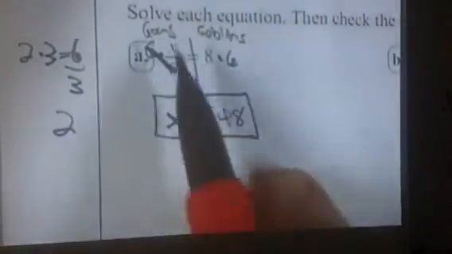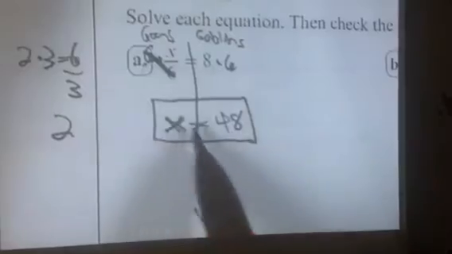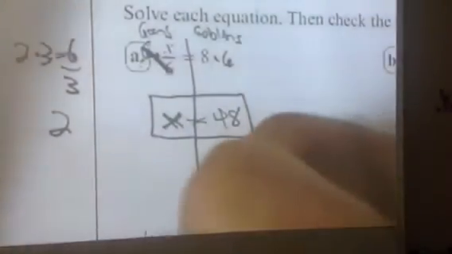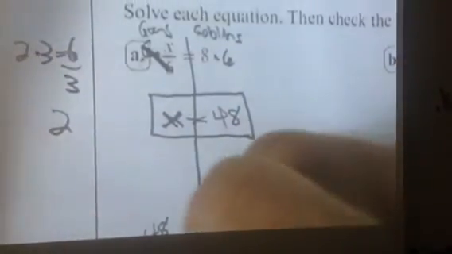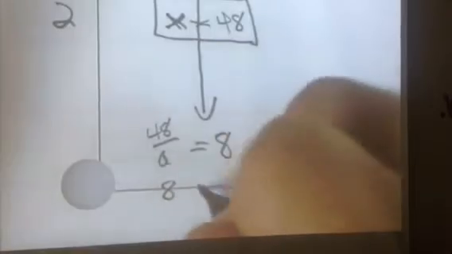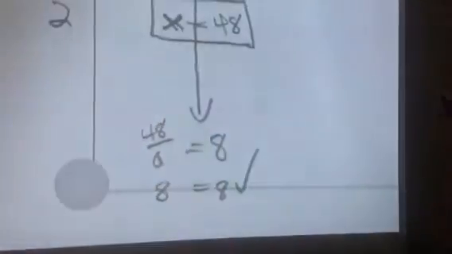It says to check your solution. To check it, all you got to do is plug your answer back into the original equation. So I'm going to replace that x with 48. Is it true that 48 divided by 6 equals 8? Yeah, that's true. 48 divided by 6 is 8. 8 equals 8. So that equation checks out.